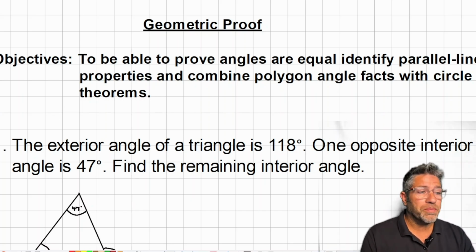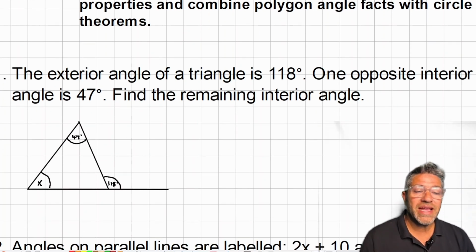So in question 1, the exterior angle. So an exterior angle would be this one here, of a triangle is 118 degrees. One of the opposite interior angles is 47 degrees. Find the remaining interior angle. So it's labelled X.